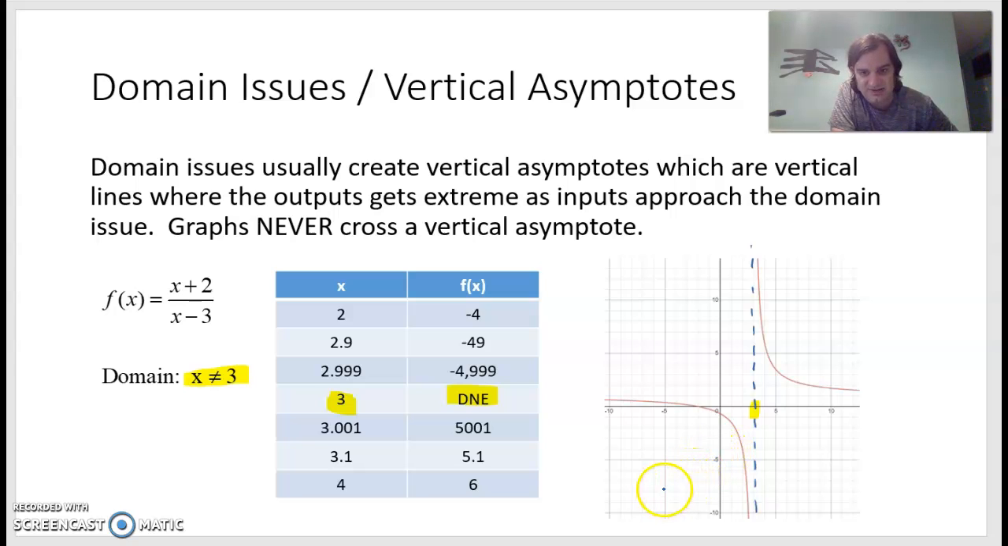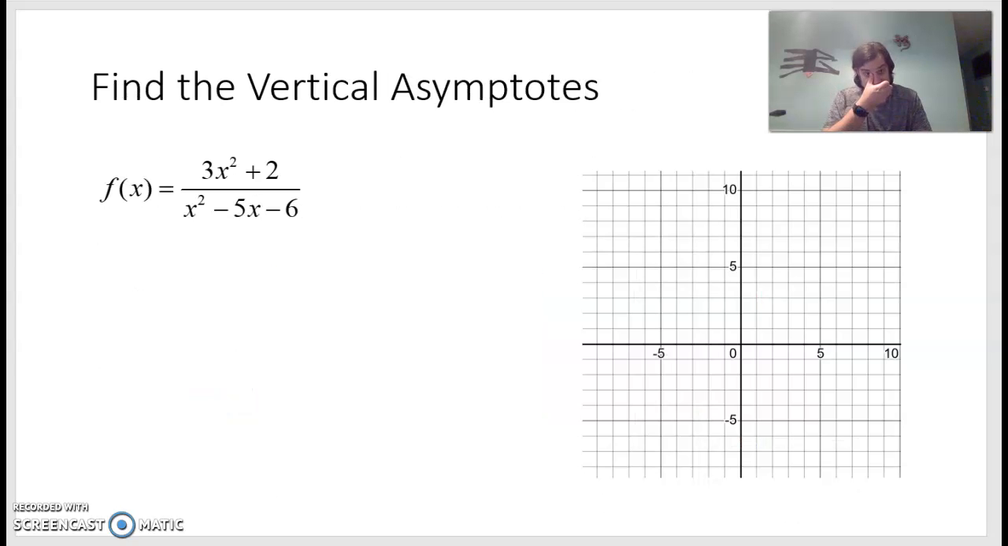Okay? So that's what we're trying to say here. If I put numbers closer and closer to this domain issue of 3, I will get numbers extremely large or extremely small, closer I get towards positive or negative infinity. Okay? So let's see here. We're not going to worry about the behavior just yet. We're just going to try and identify some vertical asymptotes.